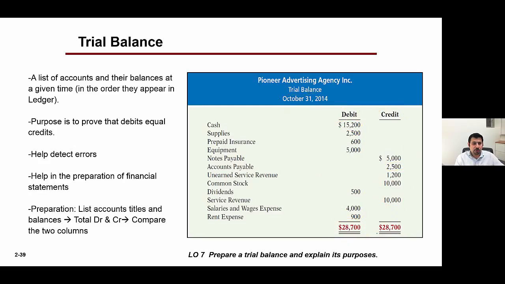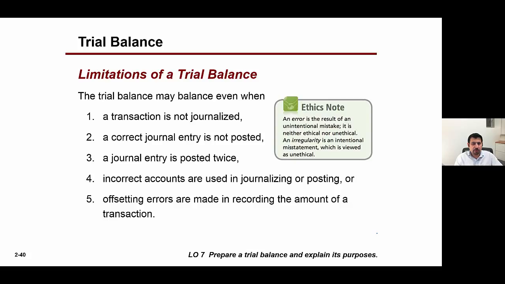However, the trial balance is not foolproof in that it may balance even when there are certain mistakes. Let's say that you forgot to include the whole transaction. Still, the total debits will always be equal to the total credits. Or if you credit the wrong account or debit the wrong account, as long as total debits equal total credits, the trial balance will still balance.